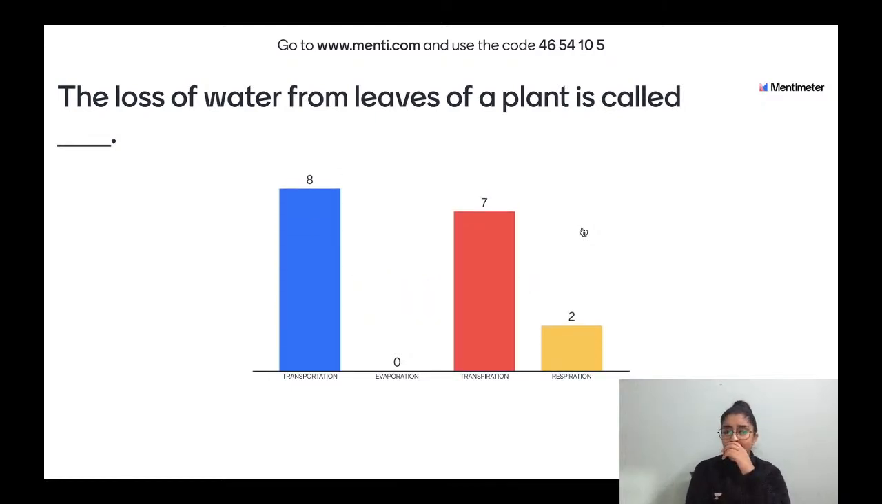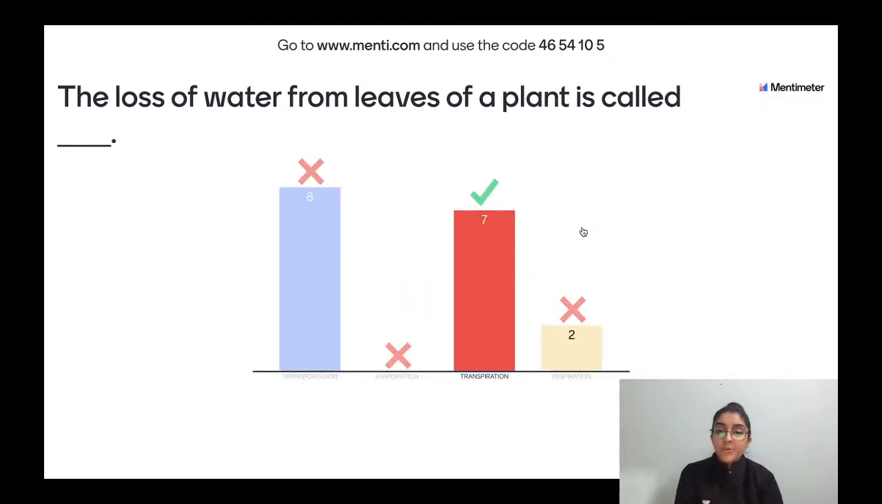Purnab, that is cheating. So, the correct answer is transpiration, guys. Don't click just to answer quickly, okay? Try to answer it correctly. So, the loss of water from leaves of a plant is known as transpiration, okay? It's okay if it is a misclick, but however, we should be a little more careful, okay?